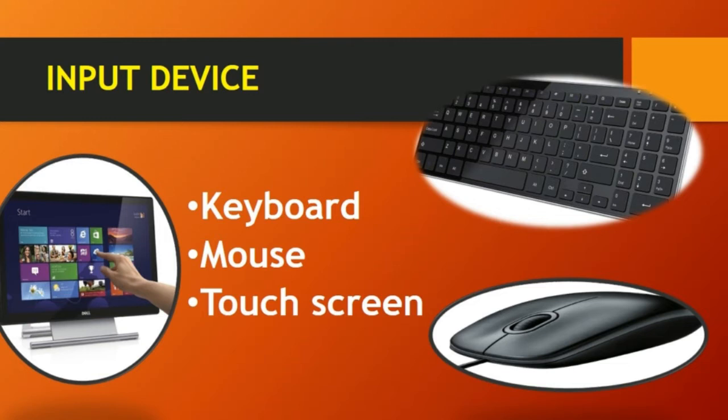These are the three things used as input devices. The major ones are keyboard, mouse and touch screen. Nowadays we mostly use touch screens, which are very useful for mobiles. So a computer will always use these three things for input: keyboard, mouse and touch screen.